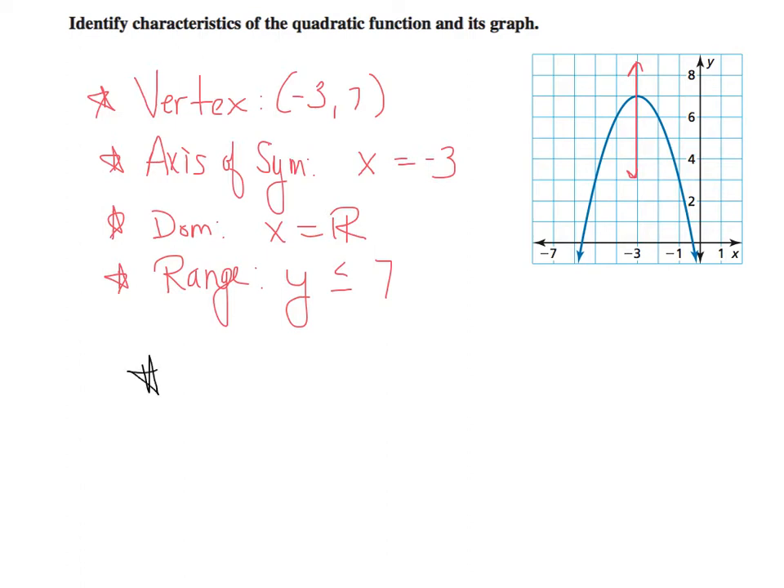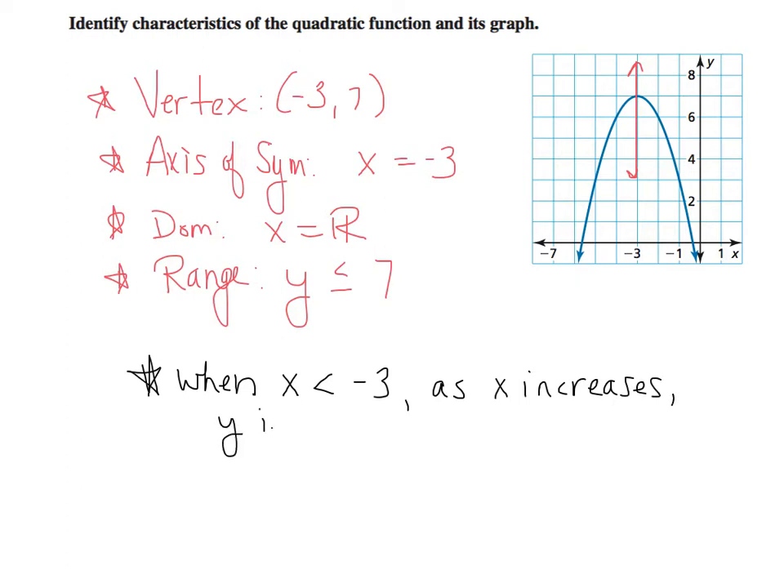Well, you could say when x is less than -3, and we pick that because that's our vertex. So when x is less than -3, we could say as x increases, y increases, which it does. As your x value goes to the right, your y value also increases.